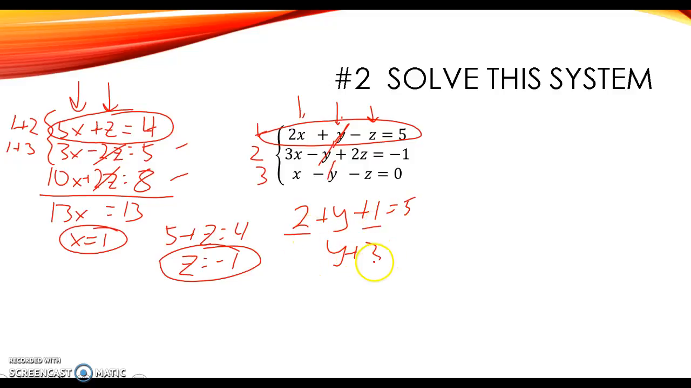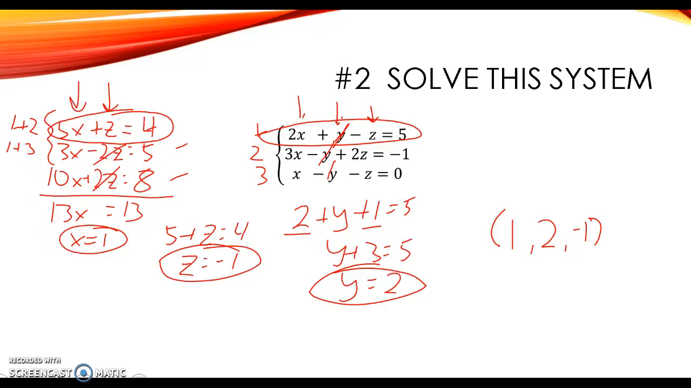So y plus 3 equals 5, and if I subtract 3 from both sides, y is 2. And so it looks like my solution is when x is 1, y is 2, and z is -1. And that will be my system here for example number 2.